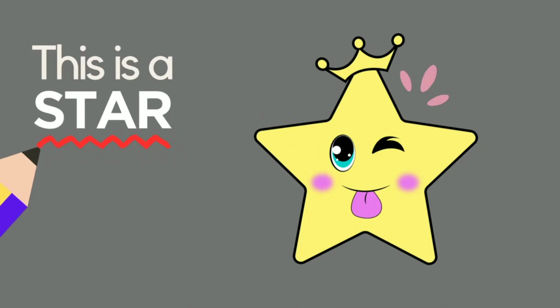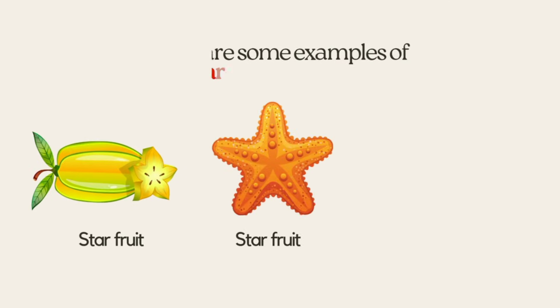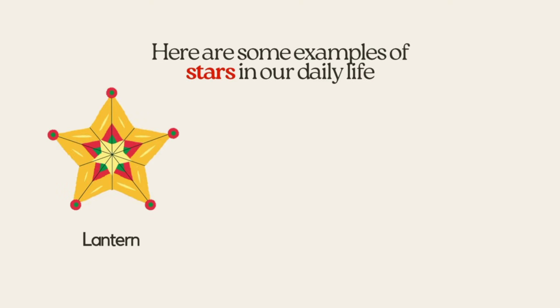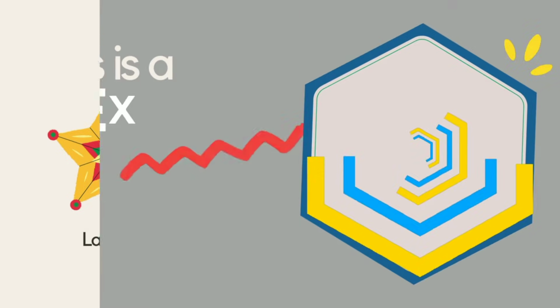This is a star. A star has 5 points and shines in the sky at night. Here are some examples of stars in our daily life. A starfruit. A starfish. A biscuit. A lantern. A wand. This is a hexagon.